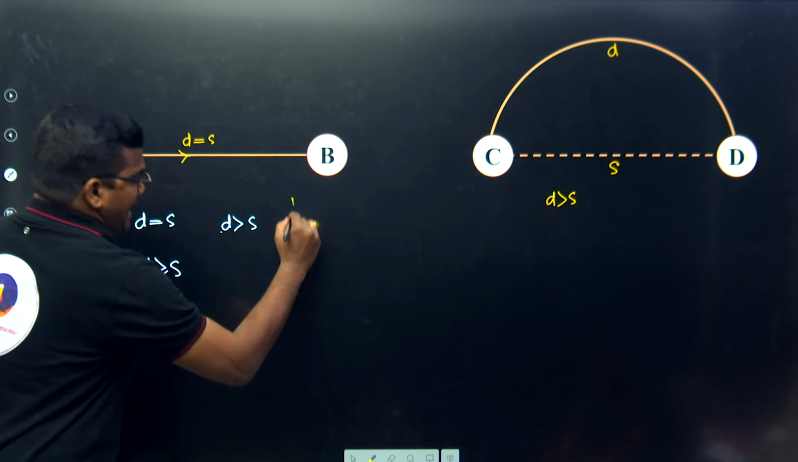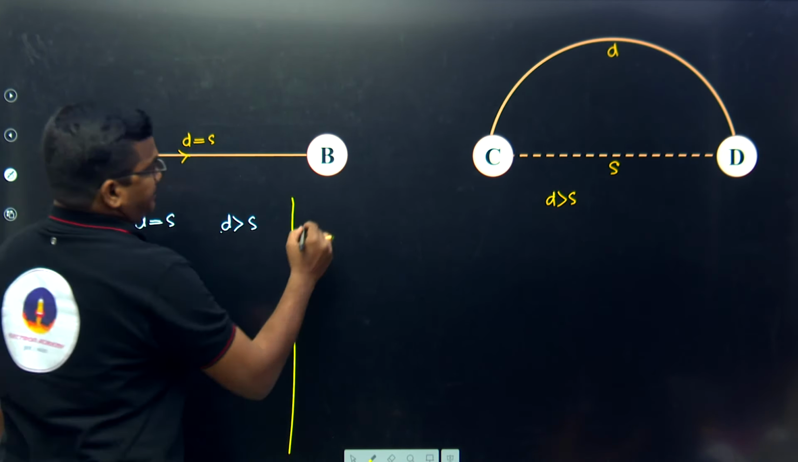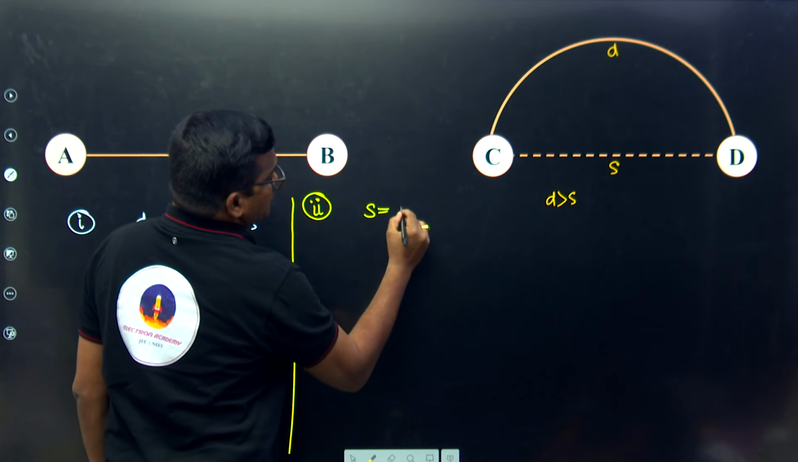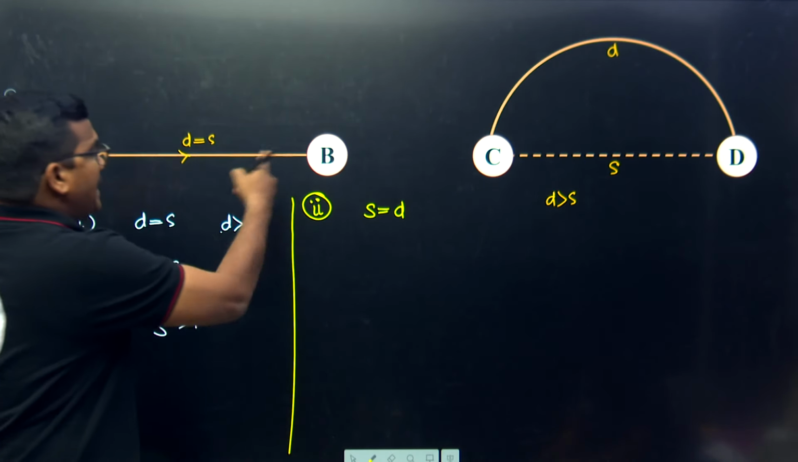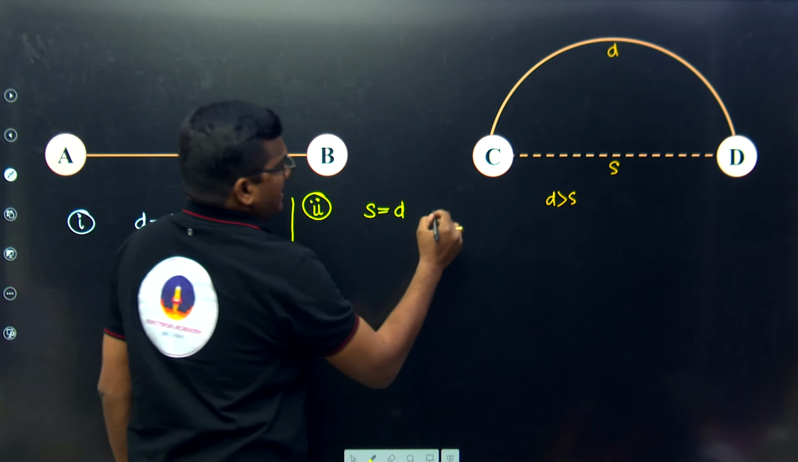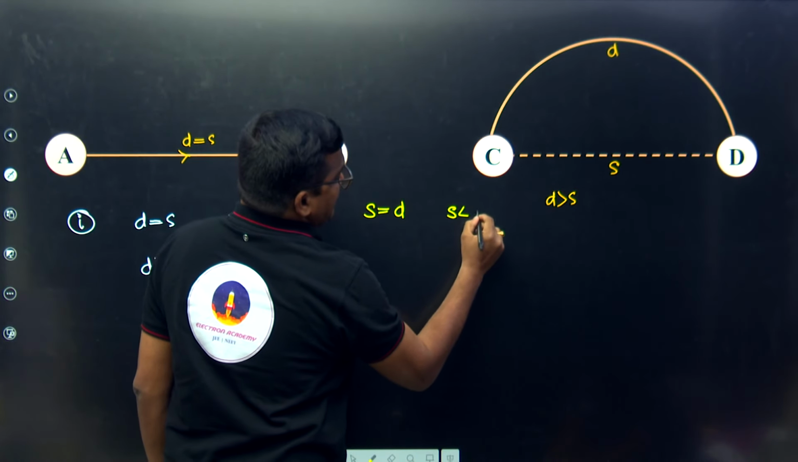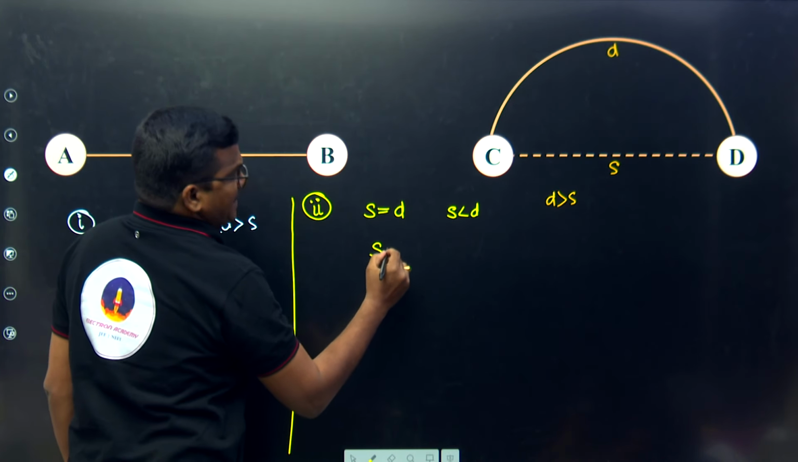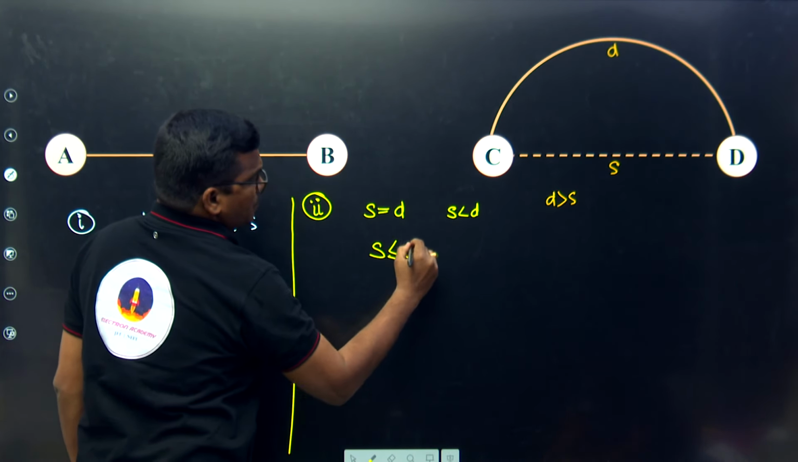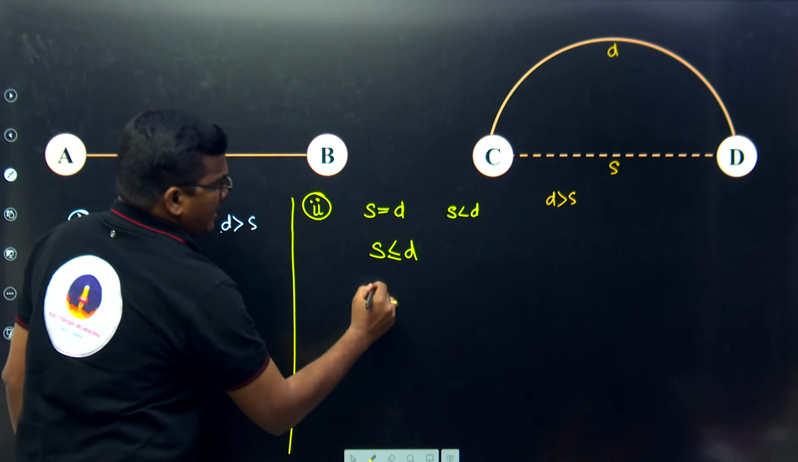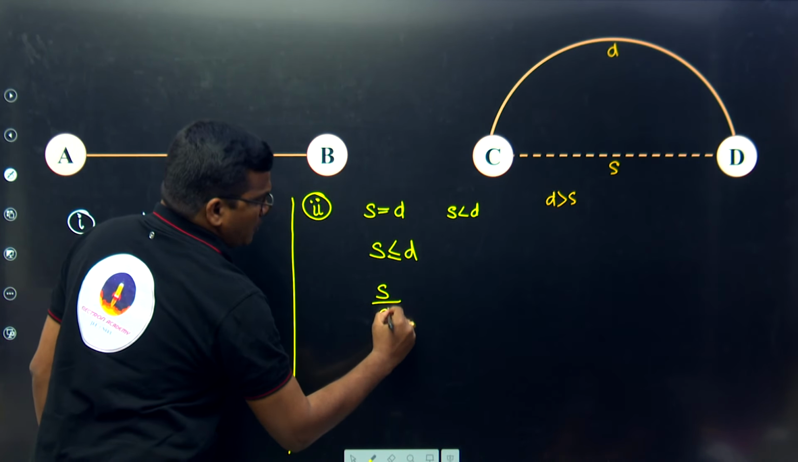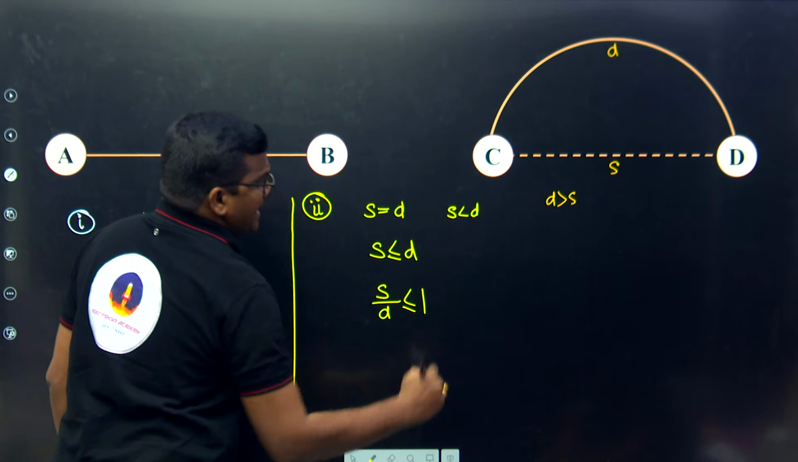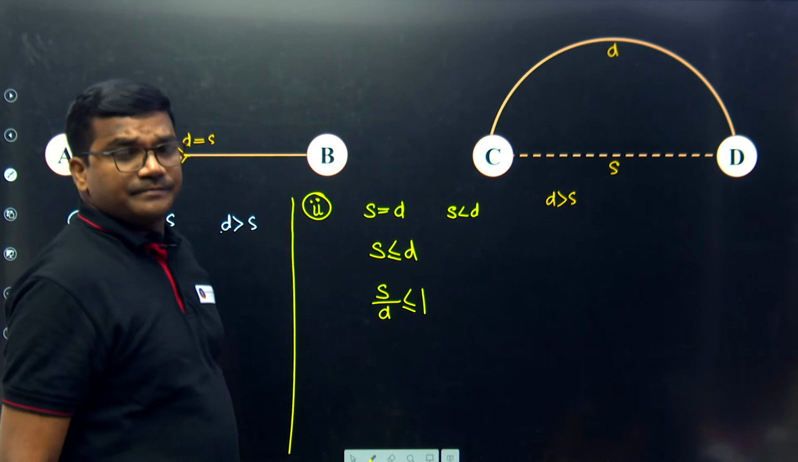Next, second case. Now I am writing displacement equals distance, right, in straight line motion. In this case, displacement is less than that of distance, right? So combined together, displacement is less than or equal to distance, right? Or the ratio of displacement to distance is less than or equal to 1.